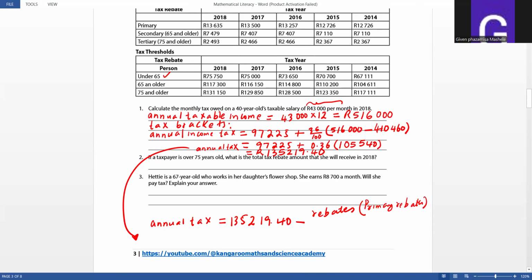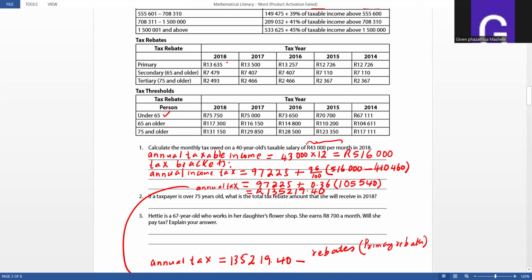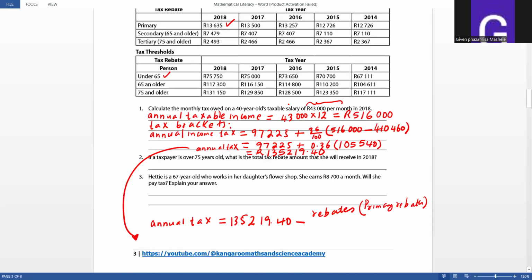So what is the primary rebate here? It qualifies for a primary rebate, so it's 13,635 rand. So what will be the amount when we subtract the rebates? So it's 135,219.40 minus 13,635. This will give us an amount of 121,584 rand and 40 cents.